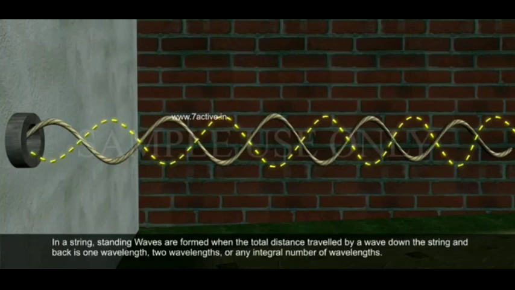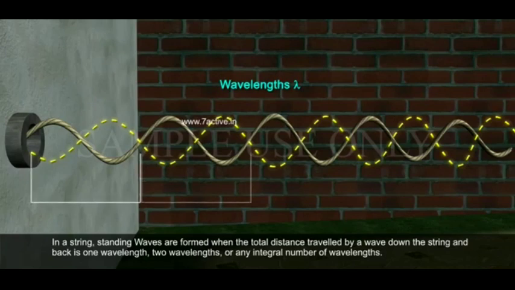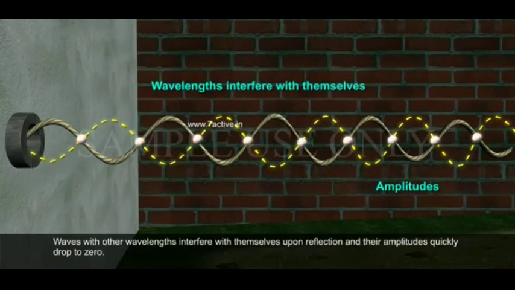In a string, standing waves are formed when the total distance traveled by a wave down the string and back is one wavelength, two wavelengths, or any integral number of wavelengths. Waves with other wavelengths interfere with themselves upon reflection and their amplitudes quickly drop to zero.